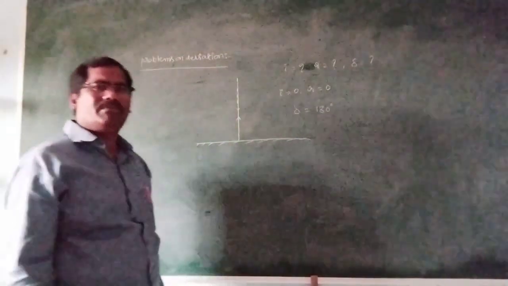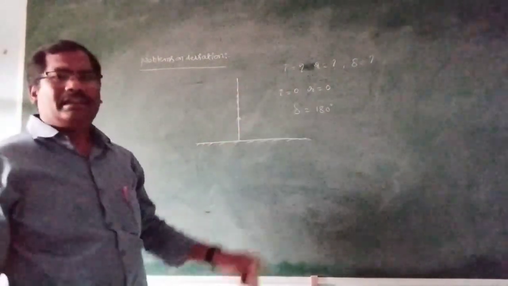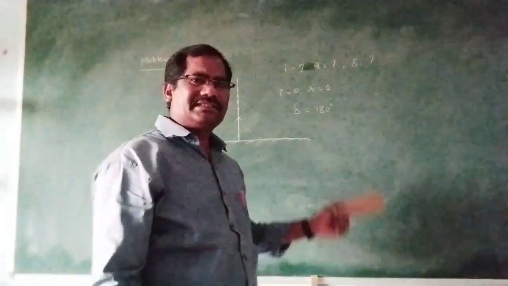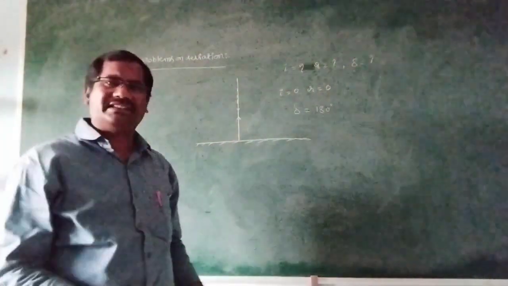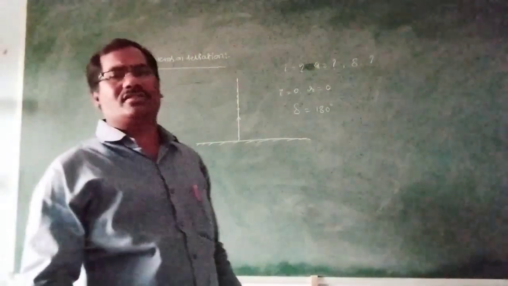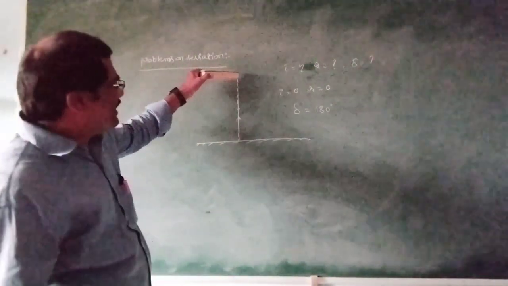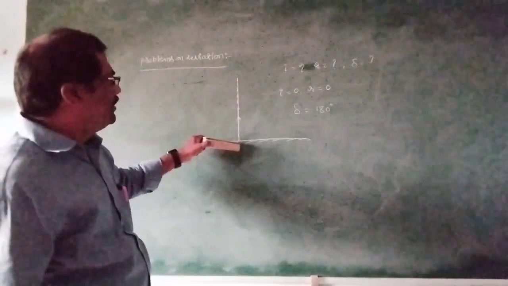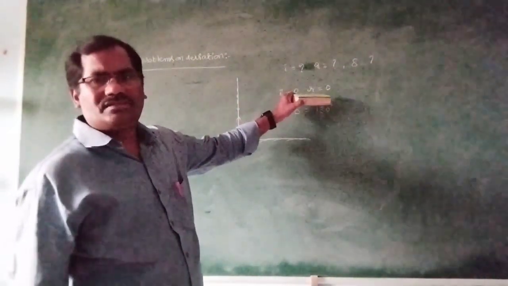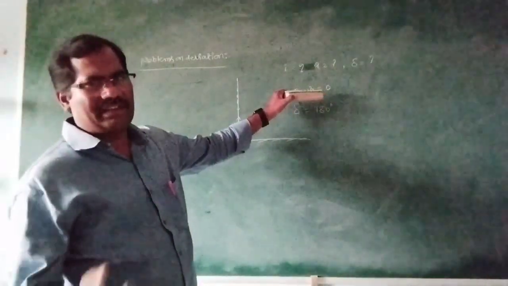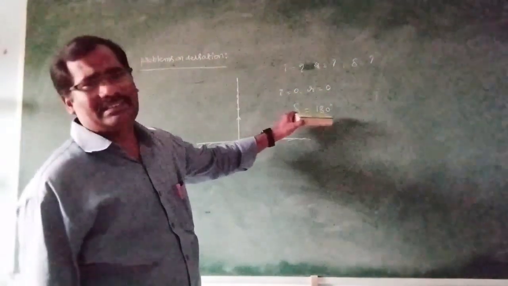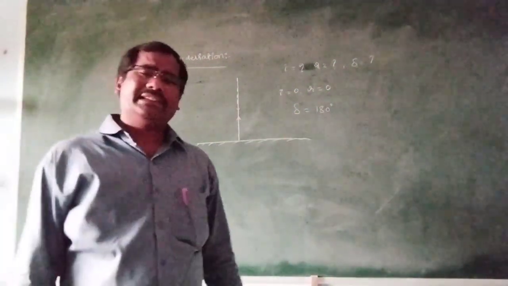This is one of the best questions. A light ray passes through the normal. In this case, what is the angle of incidence? What is the angle of reflection? What is the angle of deviation? That is the question. In this case, the light ray passes through the normal. Here I is equal to 0, R is also 0. From the laws of reflection, angle of incidence is equal to angle of reflection. Angle of deviation is equal to 180 degrees.